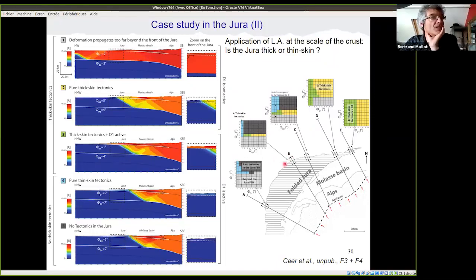And then we can repeat the exercise through several cross-sections that were published in the literature and see how they evolve from west to east in the Jura. And you can see that we would think that there is more thin skin on this side of the Jura and probably more thick skin or deep deformation on the east side of the Jura.